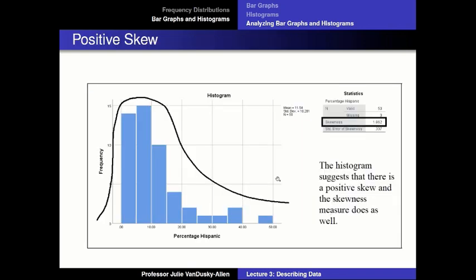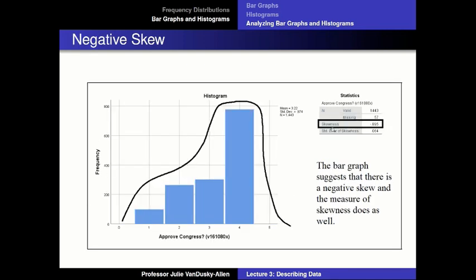Here's an example of a histogram with a positive skew. And here's the measure of skewness for the variable in SPSS. The measure has a positive value, so this distribution clearly has a positive skew. And here's an example of a bar graph with a negative skew. And here's the measure of skewness for this variable in SPSS. The measure has a negative value, so this distribution clearly has a negative skew.